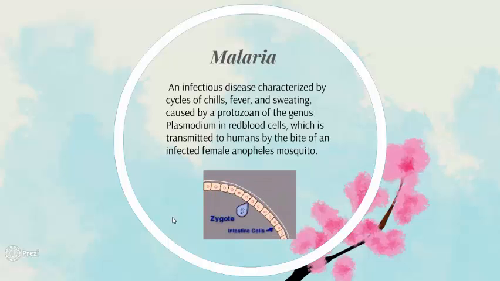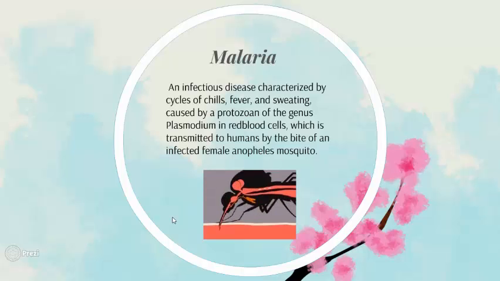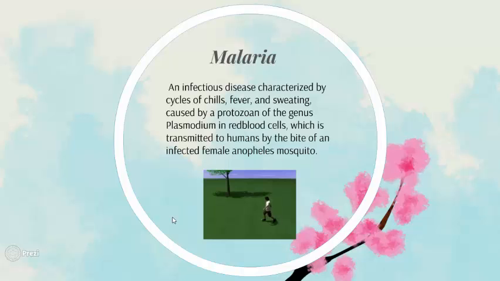Zygotes burrow into cells in her intestine and form tiny cysts. Within each tiny cyst, the zygote divides many times. Eventually, the tiny cyst bursts, and plasmodia migrate to the mosquito's salivary glands. She can now inject plasmodia into a new victim.